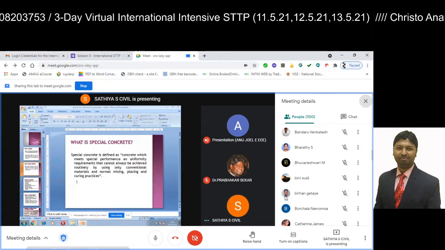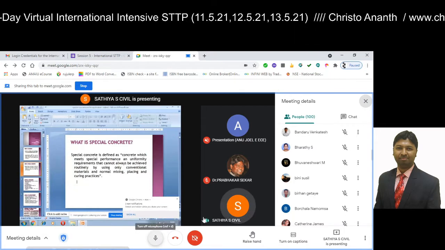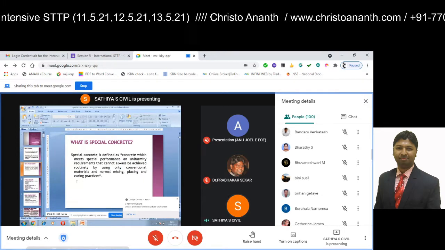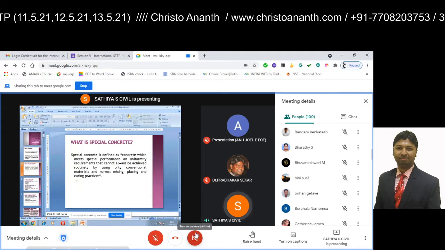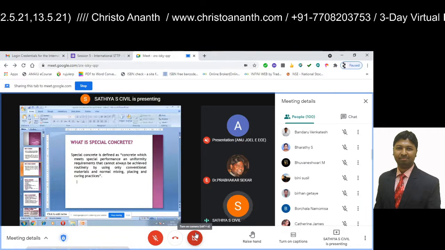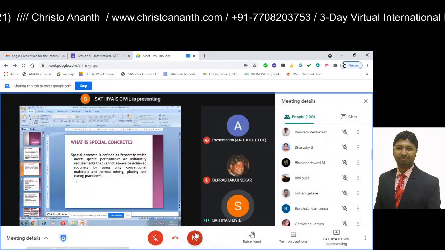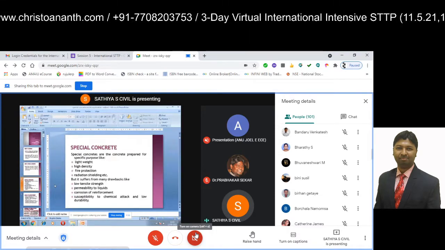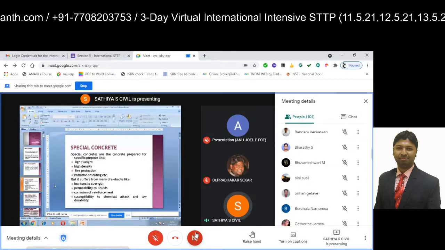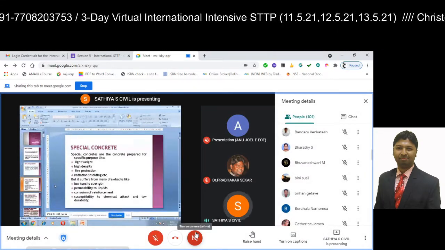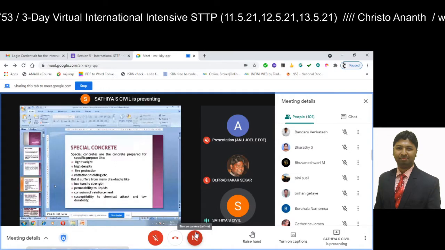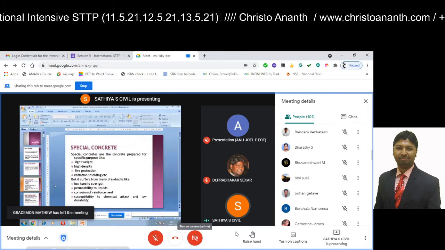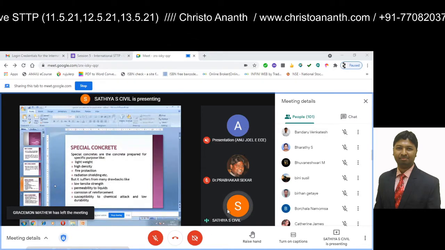And what is special concrete? Special concrete is defined as concrete which meets special performance and uniformity requirements that cannot always be achieved routinely by using only conventional materials and normal mixing, placing, and curing practices. Special concretes are concretes prepared for specific purposes like lightweight concrete, for producing high density concrete, for fire protection and for radiation shielding, etc.